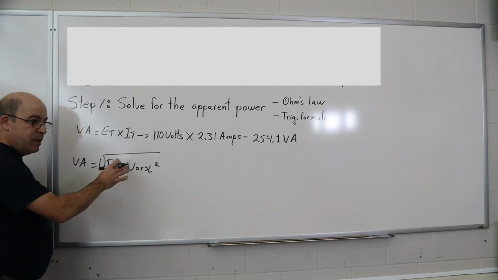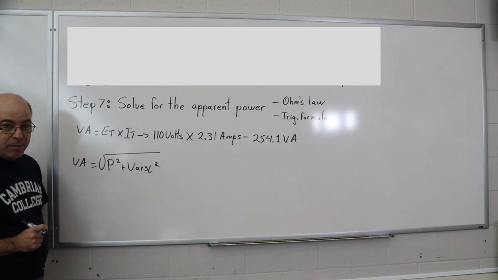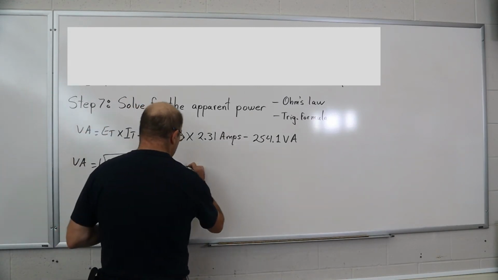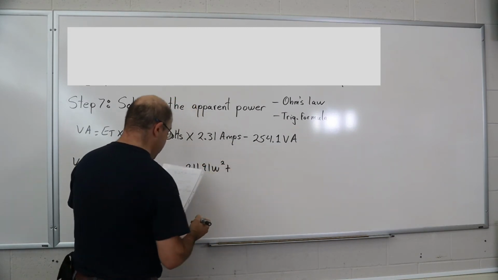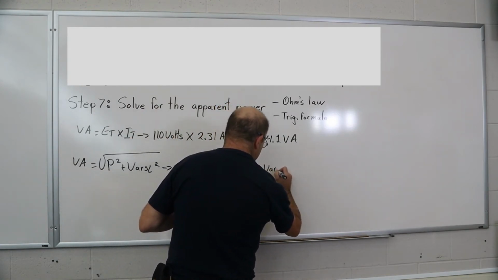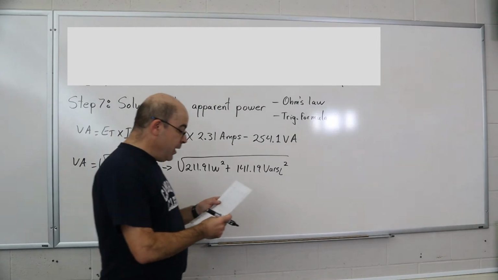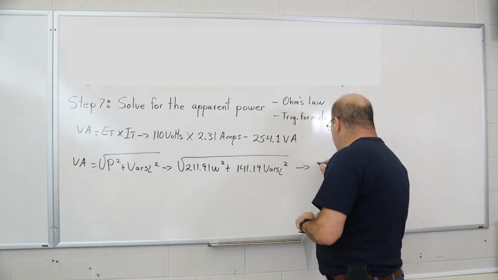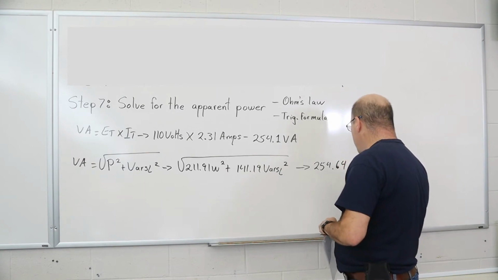Now, regardless if the circuit is series or parallel, this formula remains the same. We're using our values, 211.91 watts squared plus 141.19 VARs L squared, square root. You'll end up, if you've done the work accurately, with 254.64 VA.